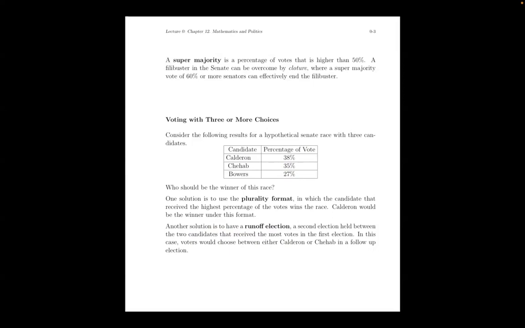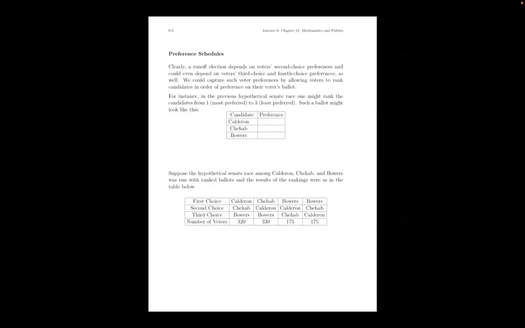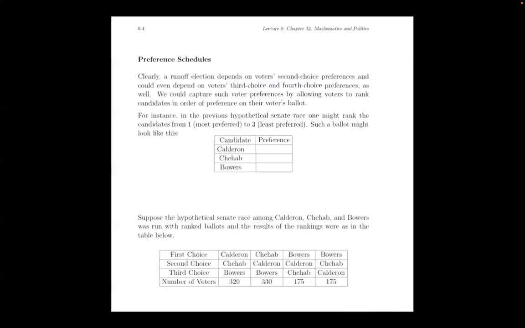Well, we can capture the effect of a runoff election through a ballot that we can put more information into. So that's our next thought here: a preference ballot, or a preference schedule for a ballot. We need to know voters' second choice, or even third or fourth choice preferences for candidates, right? So rather than going back for a second election, our ballot could look like this. For this hypothetical Senate race between these three candidates, we could use a number of 1 through 3, 1 being the most preferred to 3 being the least preferred.